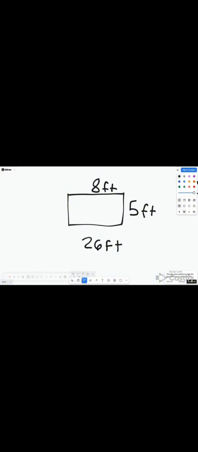So perimeter is really easy to understand. It works with most shapes. You just add all the sides up together. So let's look at a triangle. Area and perimeter can also be found for triangles, but we use slightly different methods.